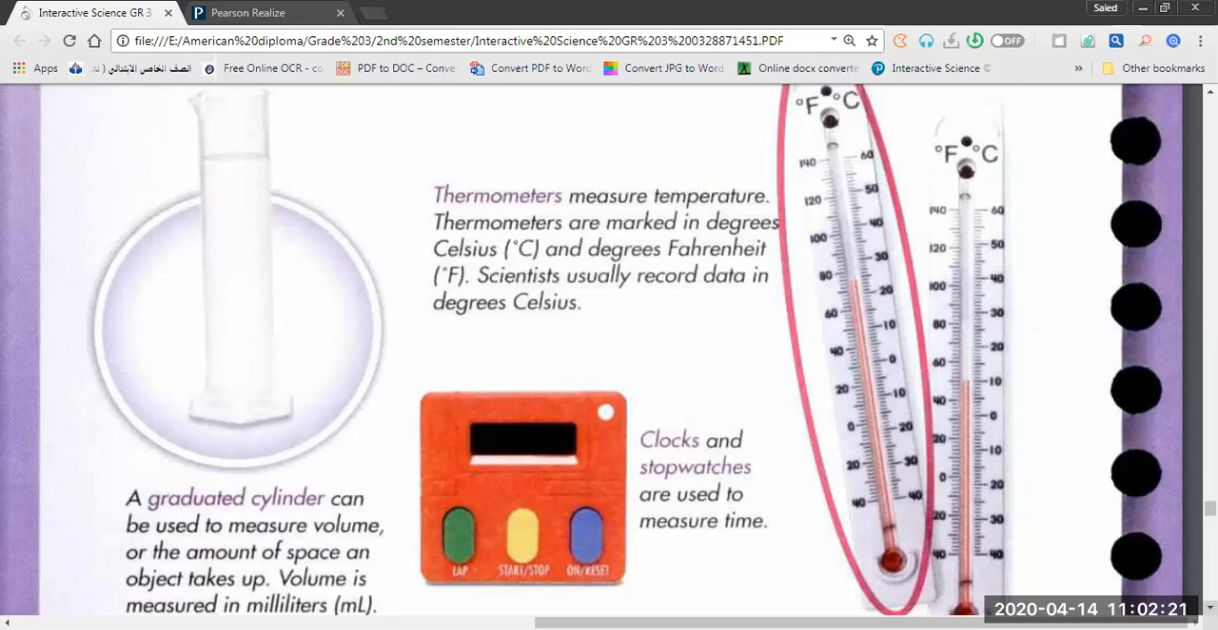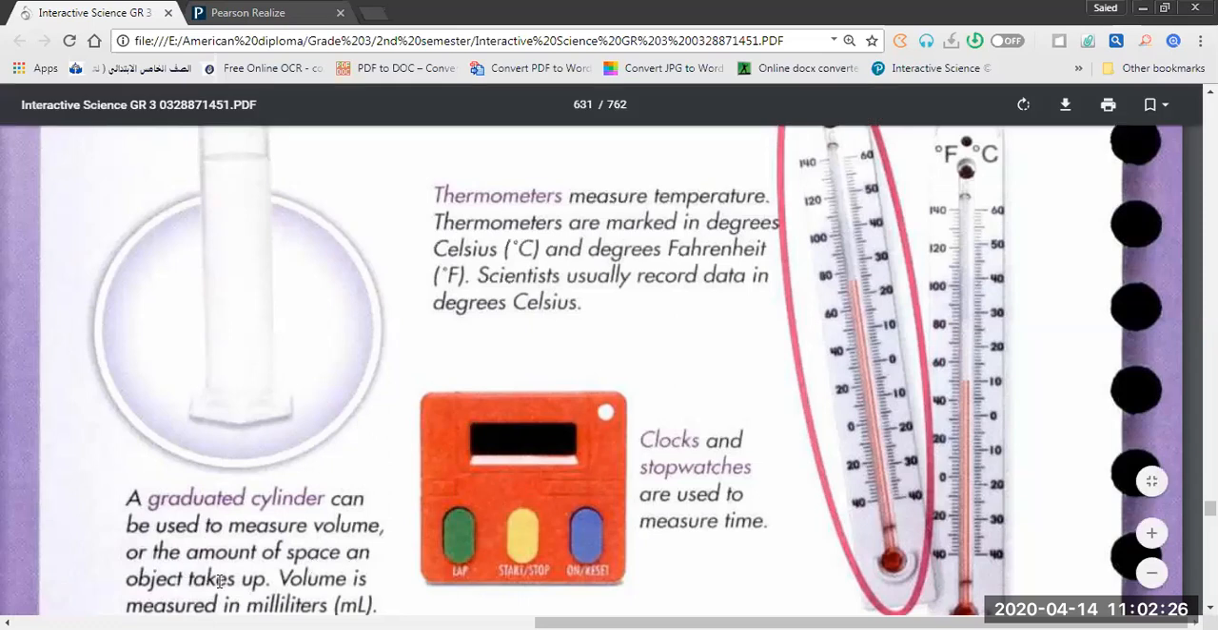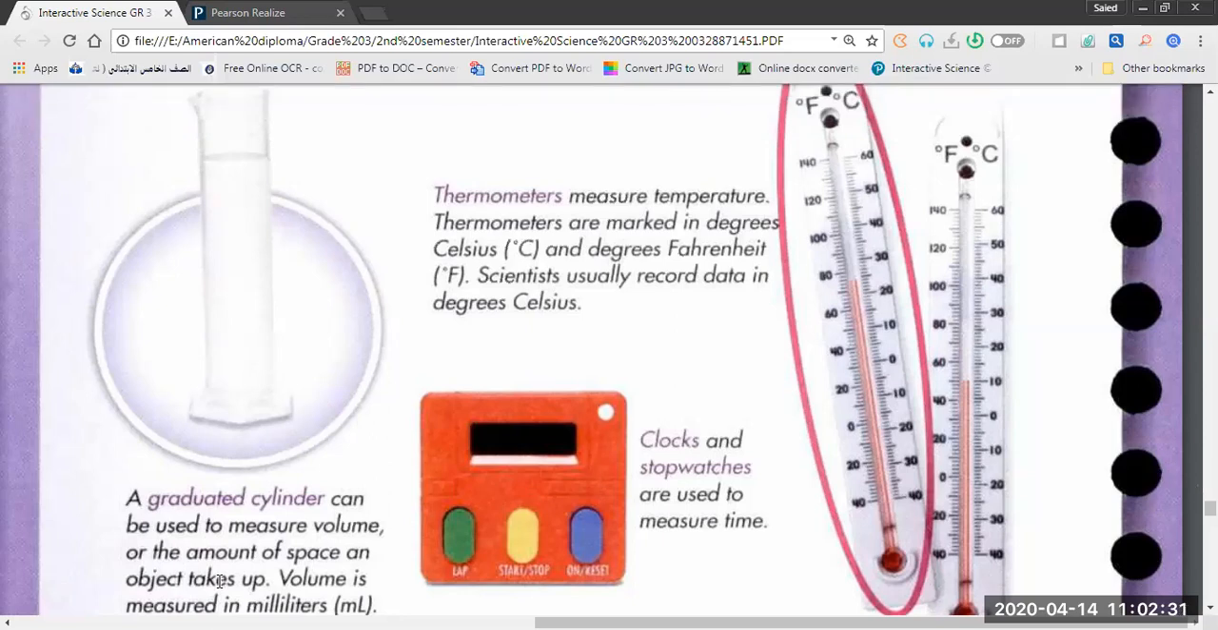What is the meaning of volume? Volume means the amount of space an object takes up. So that means if you have some water, some milk, some juice, any liquid, and you fill the graduated cylinder with your liquid, you can get the amount of this liquid that takes up space inside the graduated cylinder. So what is the unit of measure for volume? Volume is measured in milliliters.